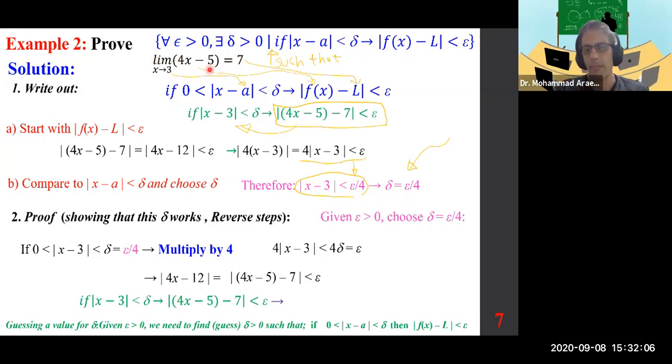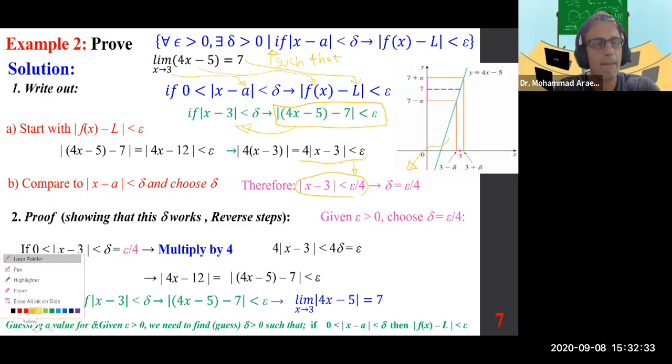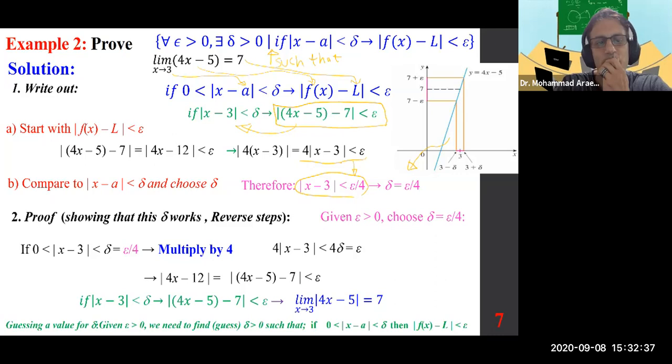So what am I saying? The limit of 4x minus 5 when x approaches 3 is 7. This is not an absolute value, class. Let me just fix that. I want to make sure that we are comfortable with that. Just fix that and we're going to move on.